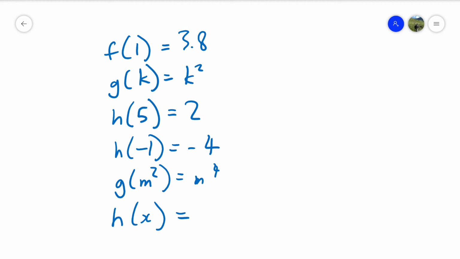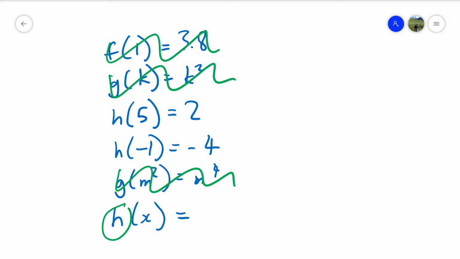I think you could argue this is impossible, but I'd just like you to assume it's the simpler answer. It's asking for h of x, so we can ignore this one, and this one, and this one. And, oh look, it's decreasing by 3, so it must be x minus 3, because 5 minus 3 is 2, minus 1 minus 3 is minus 4.